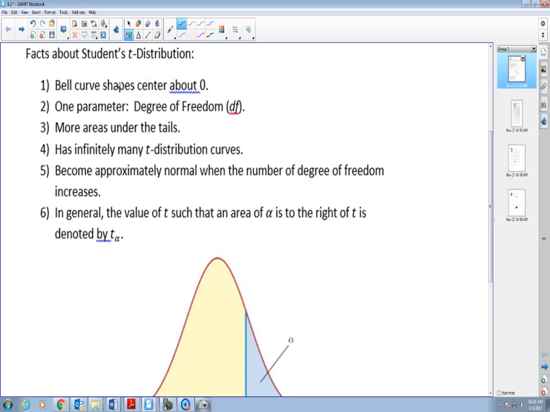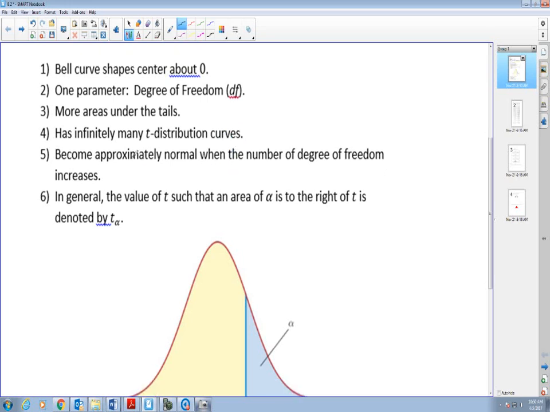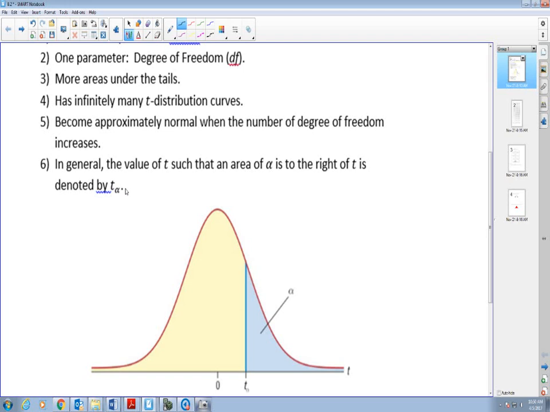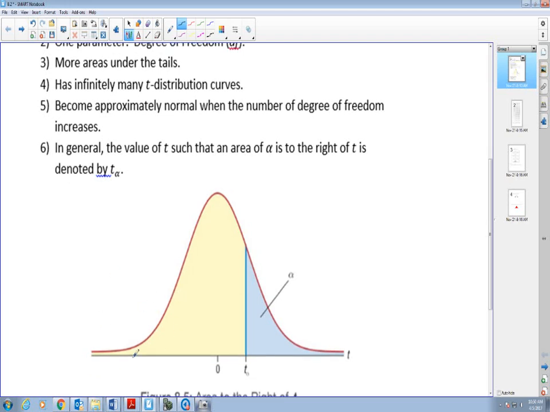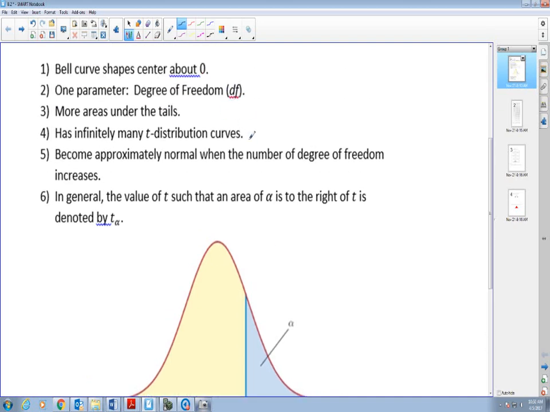The t-distribution is different than the normal distribution because it has more area under the tails. We actually have infinitely many t-distribution curves. Why do we have so many different curves that look like a normal curve? It's because the degree of freedom is different, and I'll show you in a minute what I mean by that. However, the student's t-distribution will approximately be normal when the number of degrees of freedom increases. The more degrees of freedom I have, the more normally distributed it becomes. So the area under the curve for the student's t-distribution changes as the number of degrees of freedom changes.